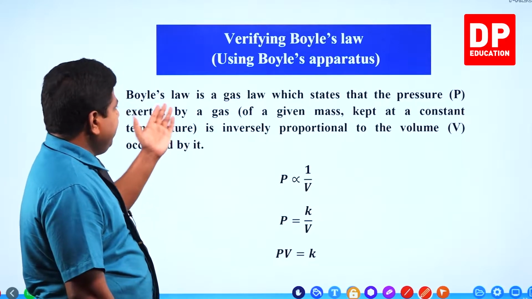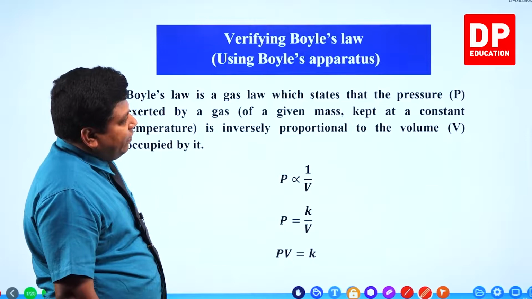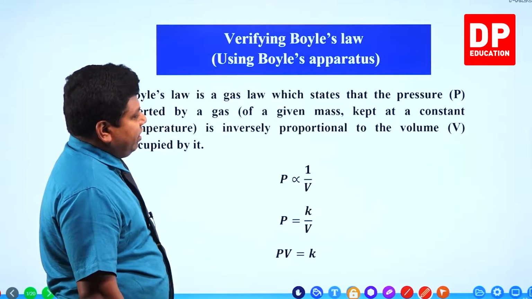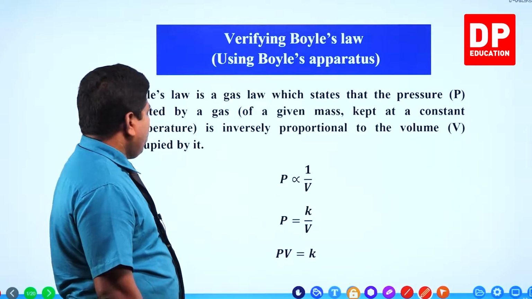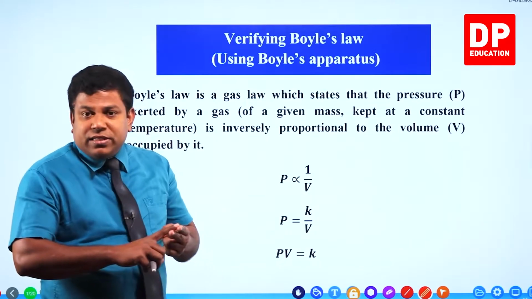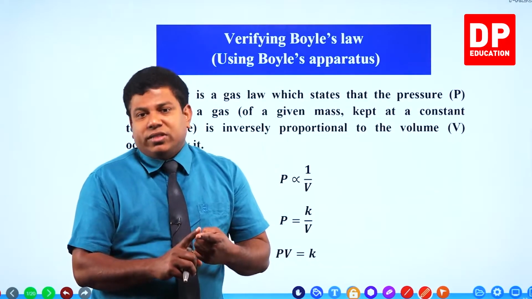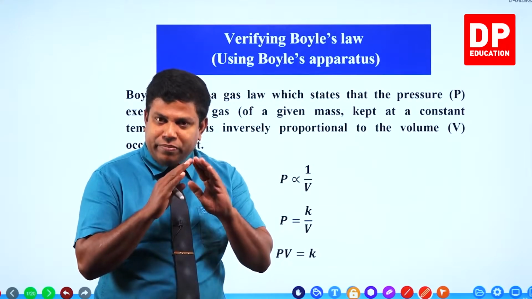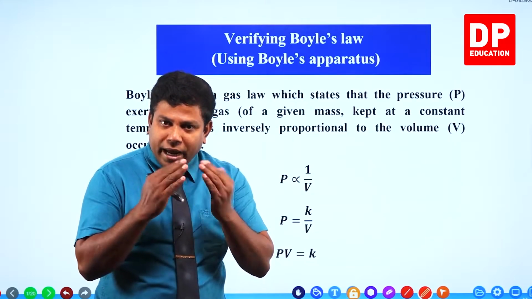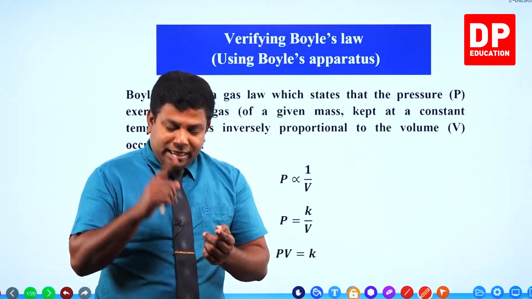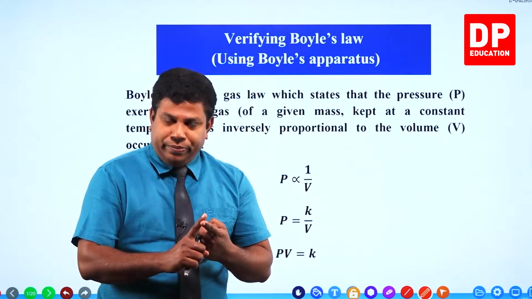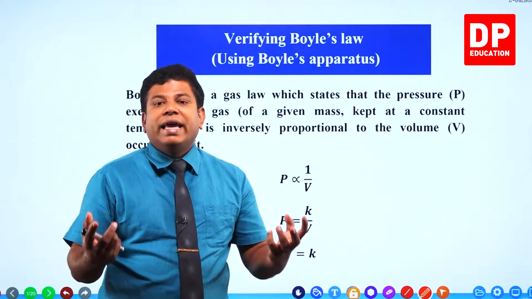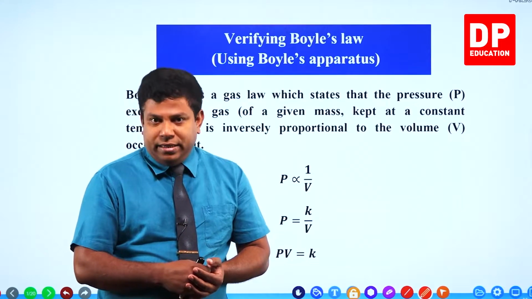What is Boyle's law? It is a gas law which states that the pressure exerted by a gas is inversely proportional to the volume occupied by it, under two conditions. The temperature should be constant and the mass of that gas must be constant. So basically the same mass of gas, at constant temperature, the volume and pressure are inversely proportionate.